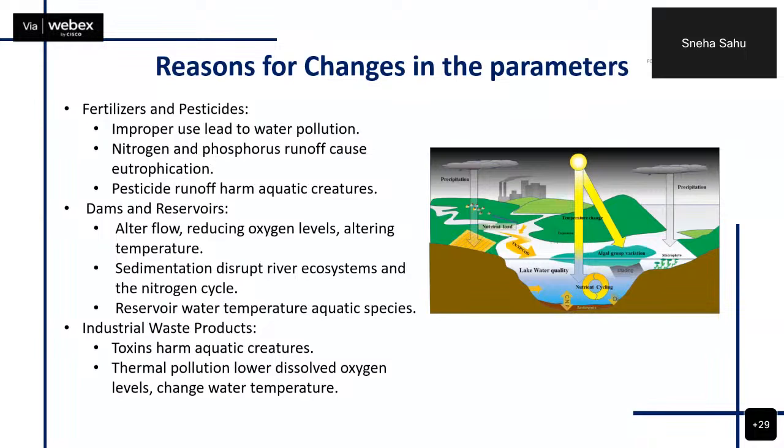Dams and reservoirs. Changes in river flow due to dams can negatively impact aquatic life by reducing oxygen level, altering temperature, and impeding sediment transfer. Then industrial waste products. Toxins such as metals, organic molecules, and harmful chemicals can harm aquatic creatures and pose risk to humans if used for drinking or irrigation.